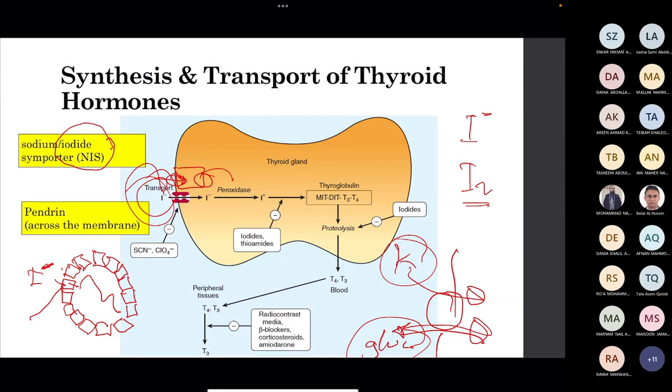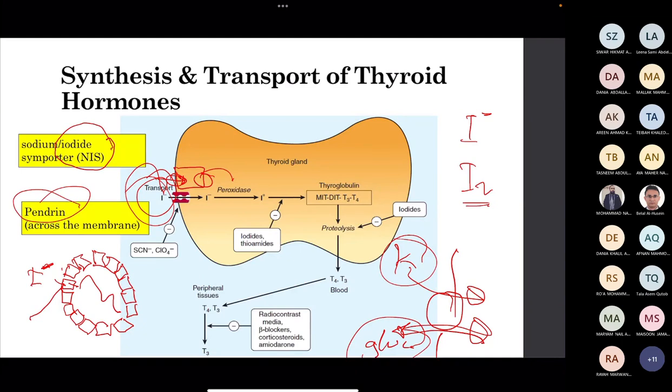The second transporter is called pendrin, and pendrin deficiency or malfunction is linked to a genetic disease associated with deafness or a problem with thyroid function. So pendrin deficiency is associated with thyroid abnormalities together with deafness.